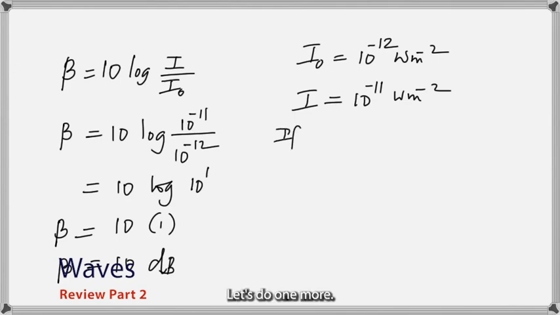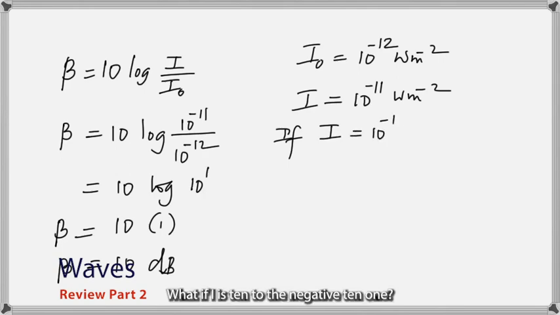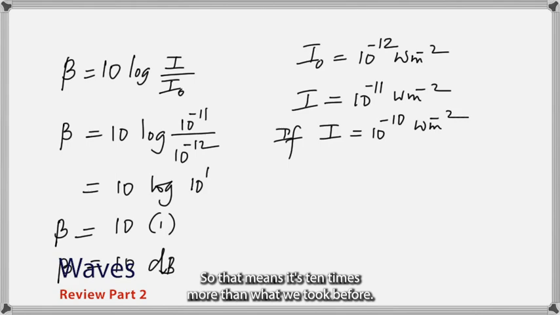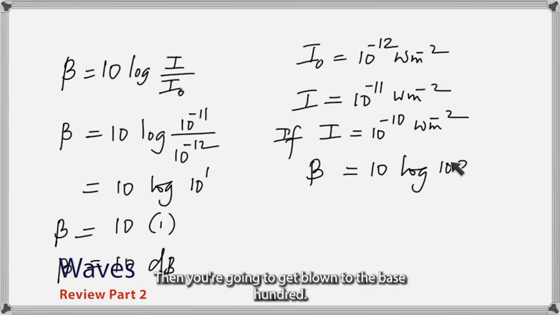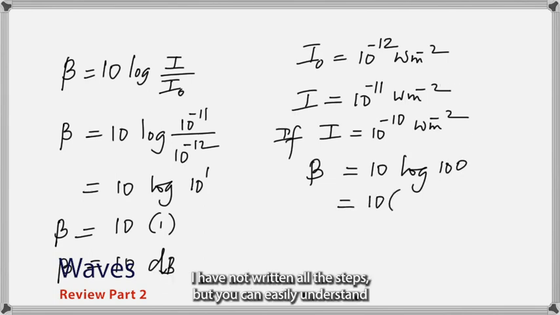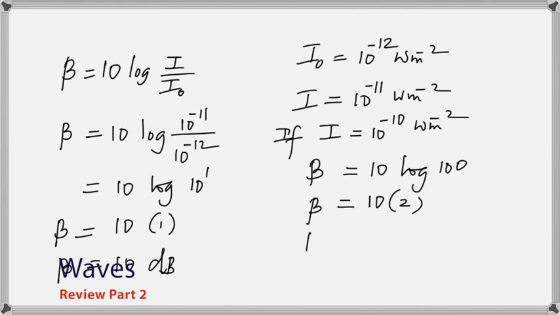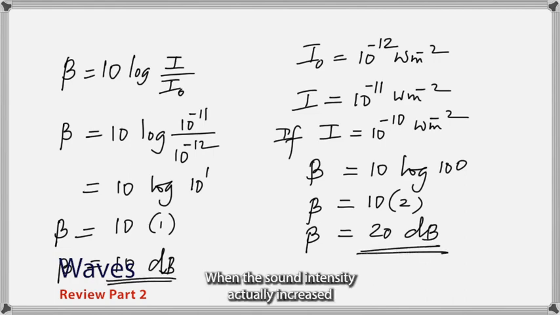Let's do one more. So you see what the correlation is. What if I is 10 to the negative 10 watt per meter squared? So that means it's 10 times more than what we took before, right? Then you're going to get log to the base 10 of 100. I have not written all the steps, but you can easily understand. And that will give you 20 decibels. So look at that. When the sound intensity actually increased by 10 times, the sound intensity in decibels just doubled.